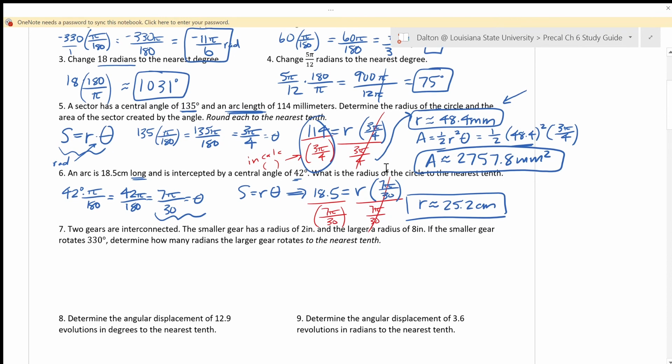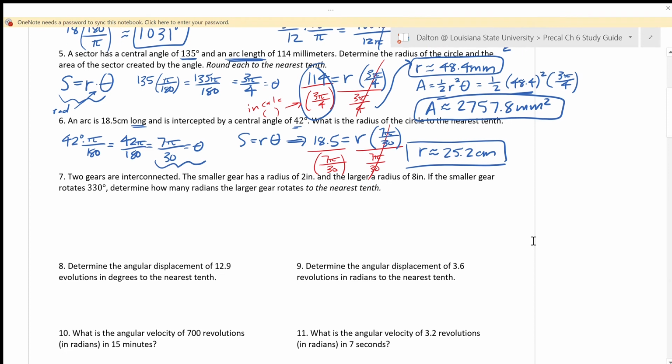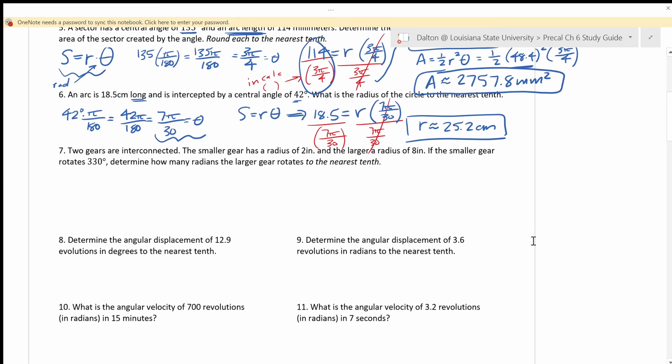Number 7. Two gears are interconnected. The smaller gear has a radius of 2. The larger has a radius of 8. If the smaller gear rotates 330 degrees, determine how many radians the larger gear rotates to the nearest tenth. The trick to this problem is figuring out, out of the formulas that we know in this chapter, which one of them actually applies. The first thing I know is that this has nothing to do with rate.